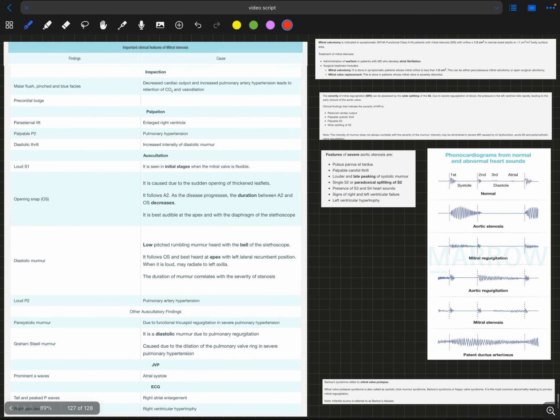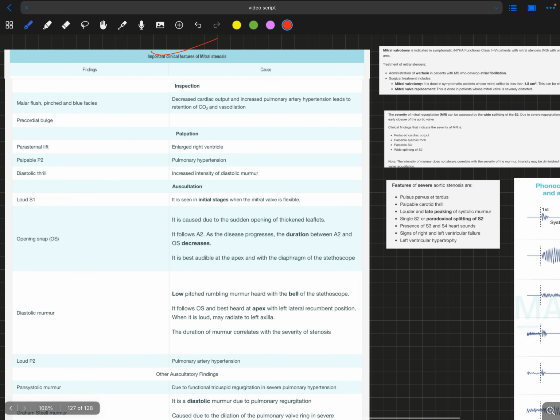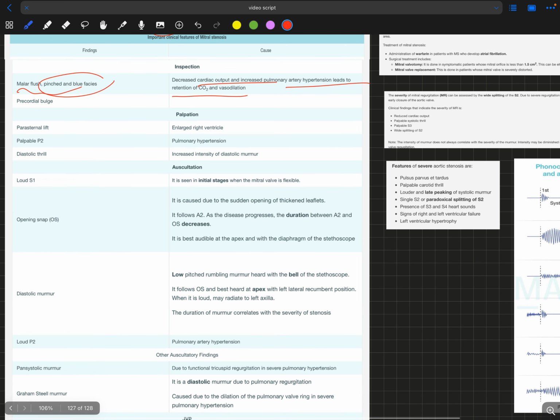So let us discuss some other points. In case of mitral stenosis, we find malar flush, pinched face, blue face, which is called mitral facies, due to decreased cardiac output and increased pulmonary arterial hypertension leading to retention of CO2 and vasodilatation. There will be a precordial bulge also. This is the inspection finding. On palpation, there will be a parasternal lift, palpable P2, and diastolic thrill.